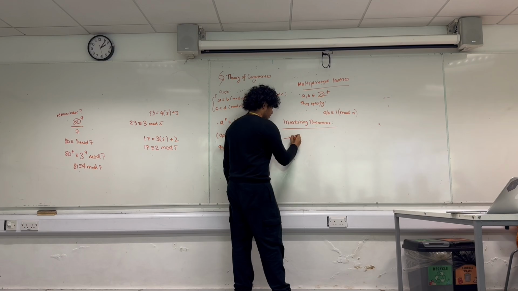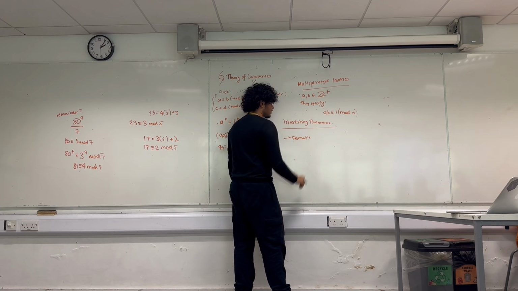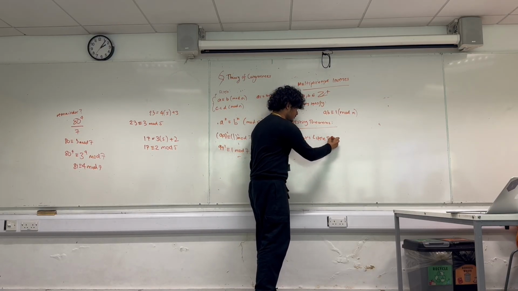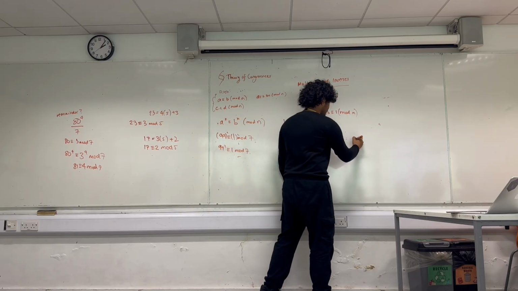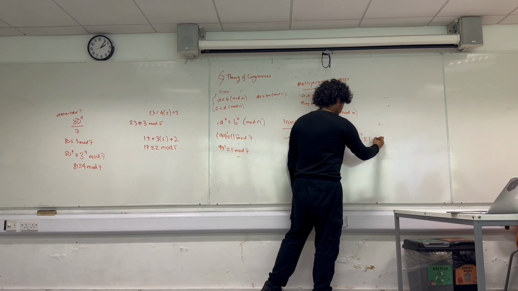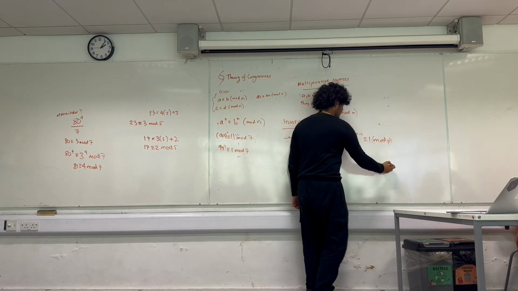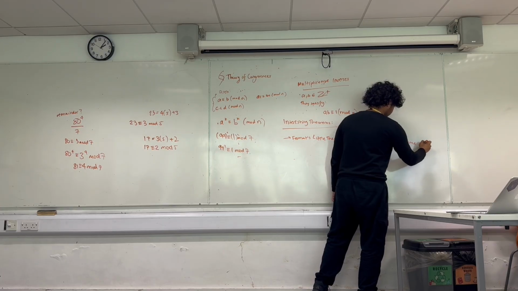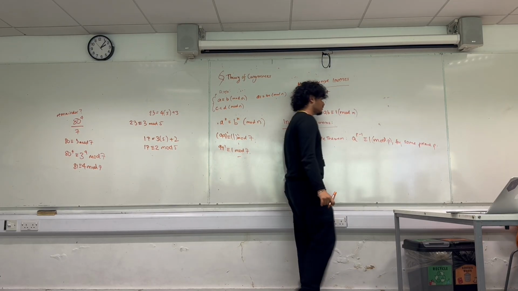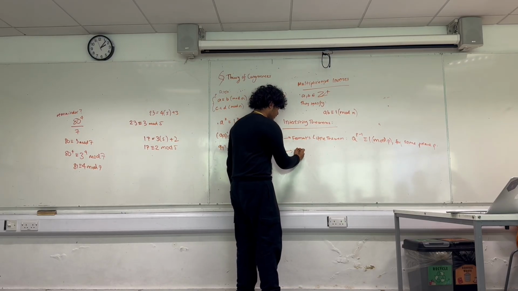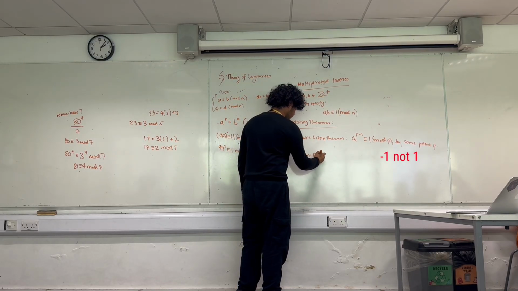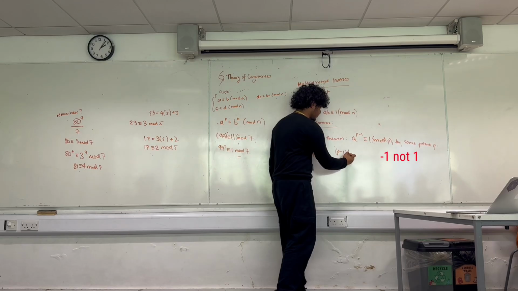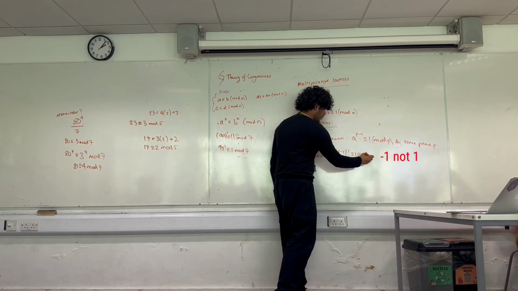Some interesting theorems. We can do Fermat's theorem, not to be confused with Fermat's last theorem, but rather Fermat's little theorem, which is a to the power of p minus 1 is congruent to 1 mod p for some prime p. There's also Wilson's theorem, which states that p minus 1 factorial is congruent to 1 mod p.